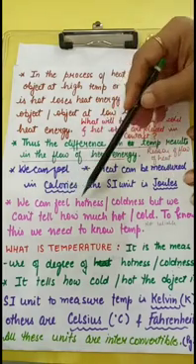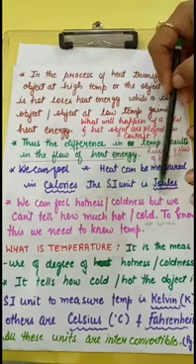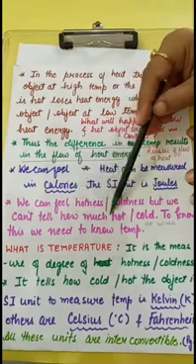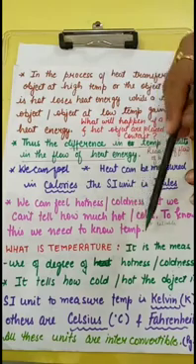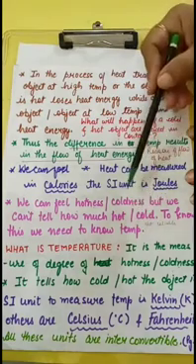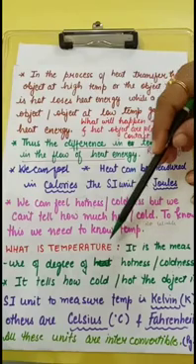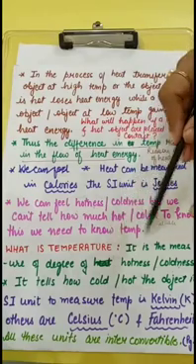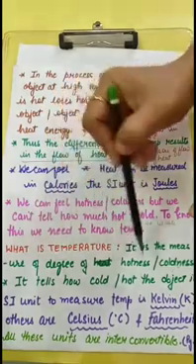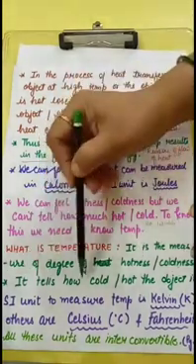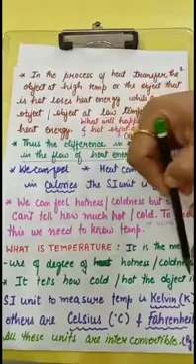We can feel the hotness or coldness, but we can't tell how hot or cold the object is. To know the exact hotness or coolness, we need to know the temperature. So what is temperature? It is the measure of the degree of hotness or coolness. It tells how hot or cold the object is.